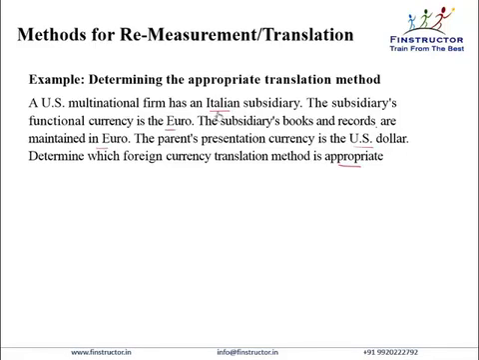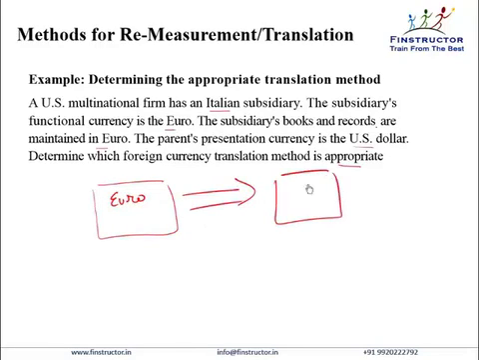So it's an Italian subsidiary. The local currency is also likely to be the euro. The functional currency is also the euro. Records are also maintained in euro. So we need only apply the all current method to translate from the functional currency into the presentation currency. So from euro, we need to translate to the US dollar, and since this is the functional currency, the appropriate method would be the current rate method or the all current method.